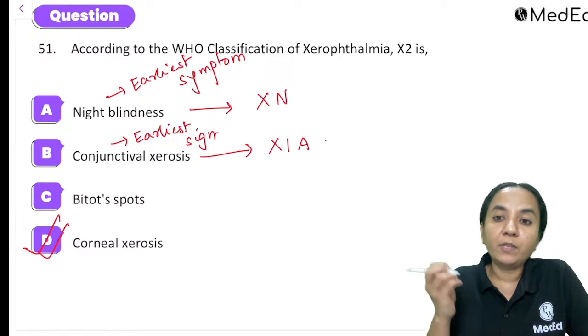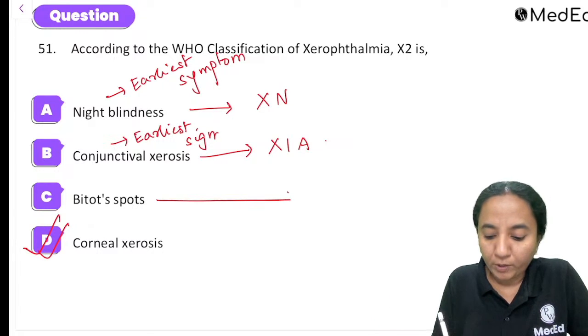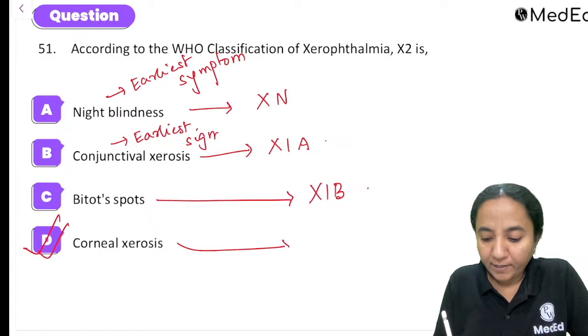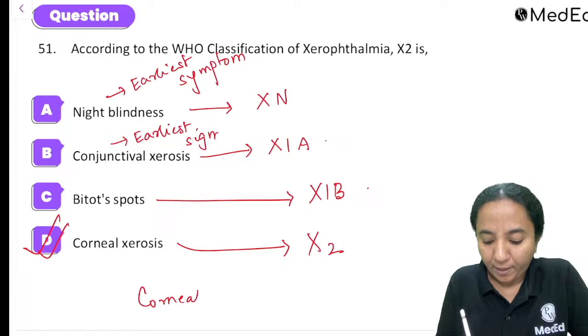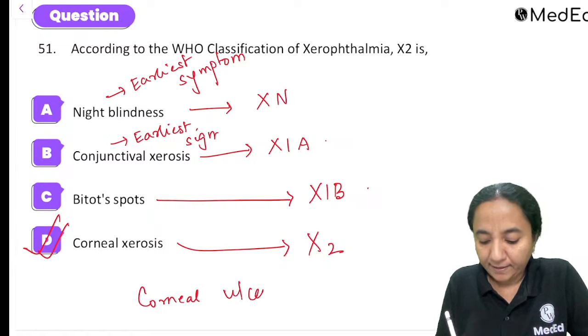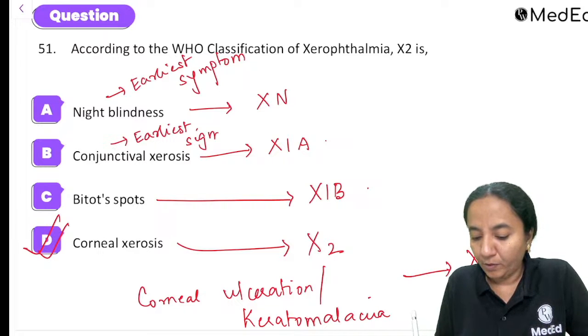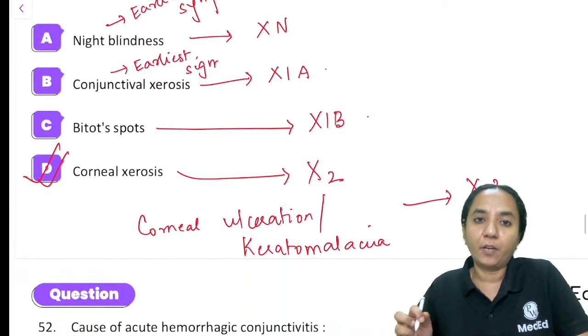And what is the most definitive sign? The answer is Bitot spot, and it is written as stage X1B. And corneal xerosis is X2. And corneal ulceration or keratomalacia, that is X3. So in short, this is your classification of xerophthalmia.